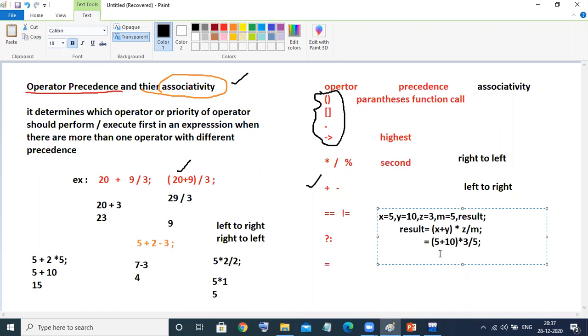If you see this expression, a number of operators are involved. Bracket is involved, plus is there, multiplication is there, division is also there. As per our rule, the bracket has the highest priority, so definitely the bracket is going to be solved first here. So we will solve that bracket. 5 plus 10 is 15. That's fine. The remaining expression will be as it is, 3 by 5.